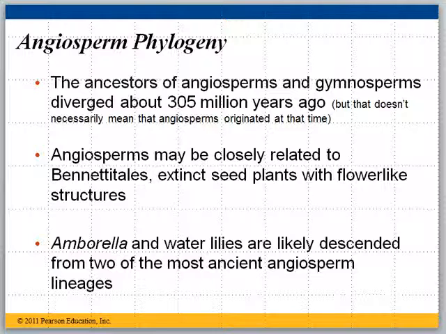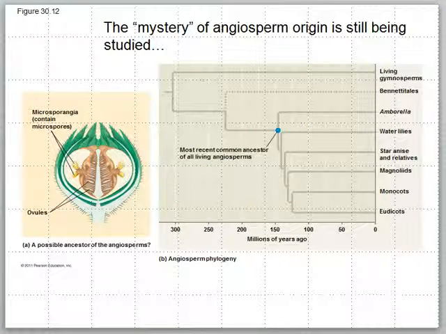So if we look at a phylogenetic tree of sorts, we have the living gymnosperms, and this would be the last common ancestor between the living gymnosperms and the current living angiosperms. Then most closely related would be this extinct plant that's no longer around, thus the dotted line. And then here we have the most recent common ancestor of all the living angiosperms, and water lilies and this plant called the amborella would probably be most similar or closely related to that most recent common ancestor.